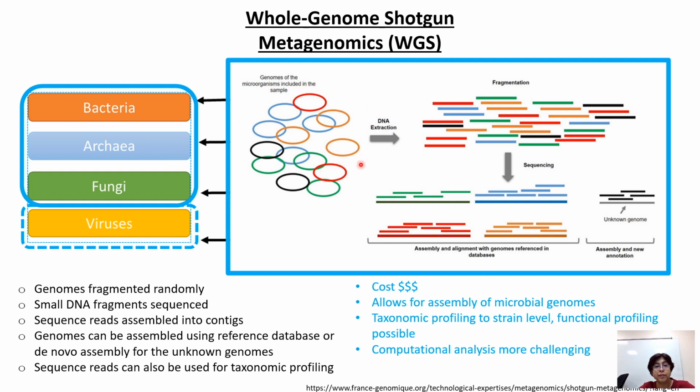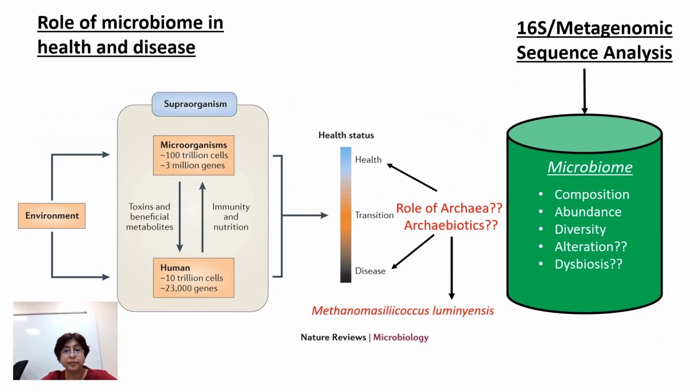Here we have genomes of microorganisms found in the samples. DNA is extracted. Genomes are fragmented randomly. Small DNA fragments are sequenced. The small sequence reads are assembled into contigs. Genomes can be assembled using a reference database, or by de novo assembly for unknown genomes.